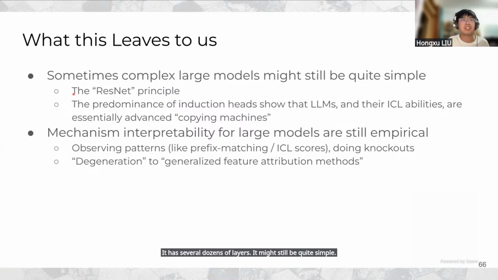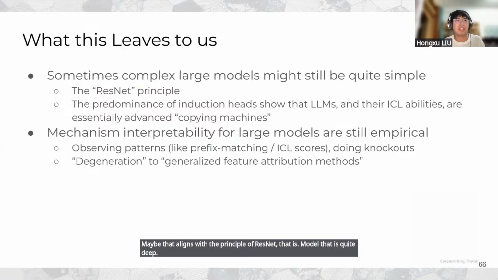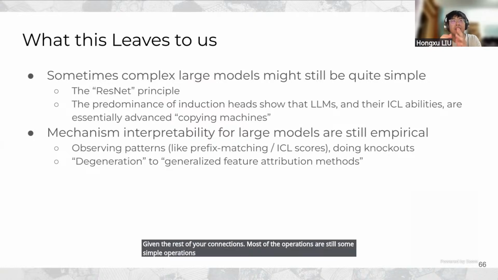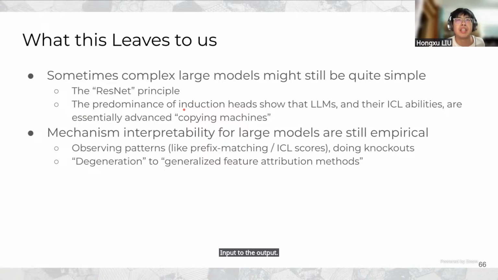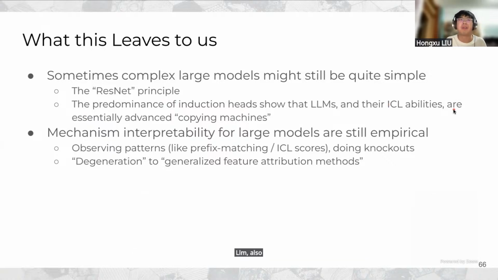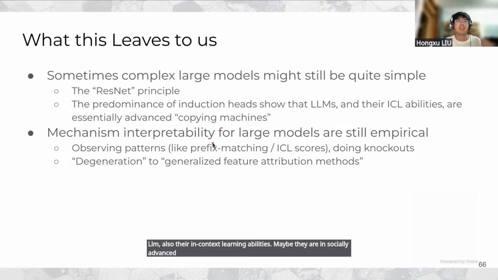Maybe that aligns with the principle of ResNet. That is a model that is quite deep. Given the residual connections, most of the operations are still some simple operations from the input to the output. And due to the predominance of induction heads, it shows that LLMs' in-context learning abilities, maybe they are essentially advanced copying machines.